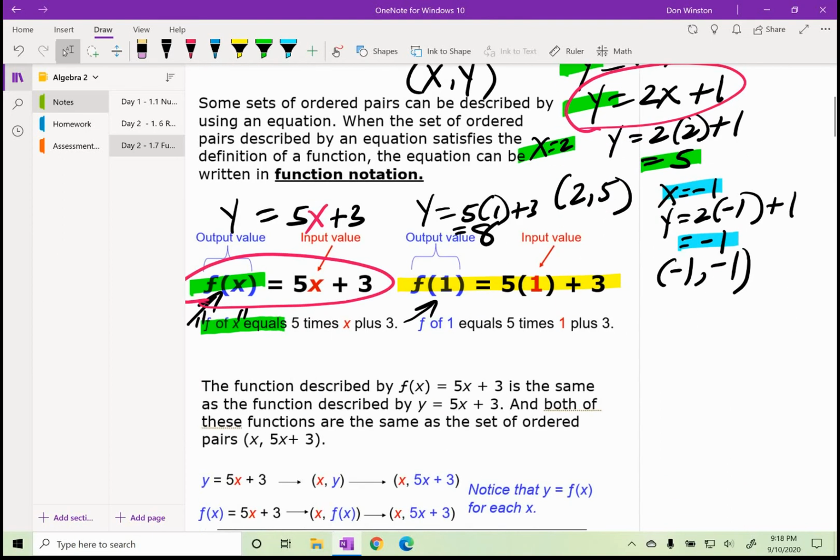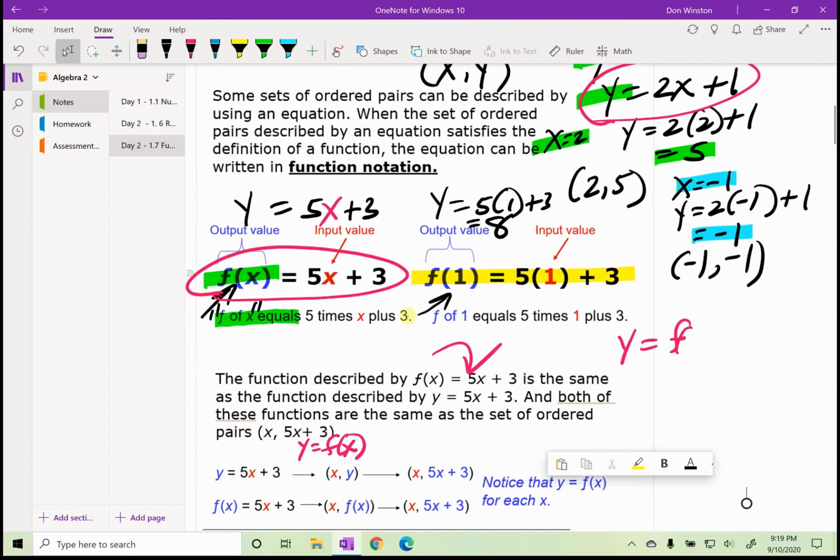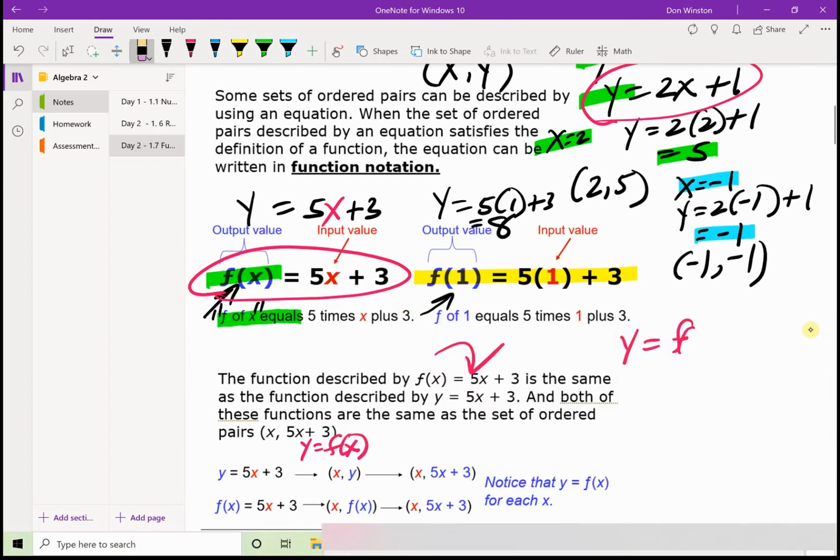The function described by f of x equals 5x plus 3 is the same as the function described by y equals 5x plus 3. Both of these functions are the same set of ordered pairs, x and 5x plus 3. So that was y, or it was equal to f of x. The important thing is that y equals f of x, so they're the same.